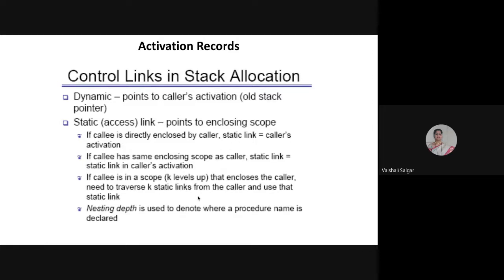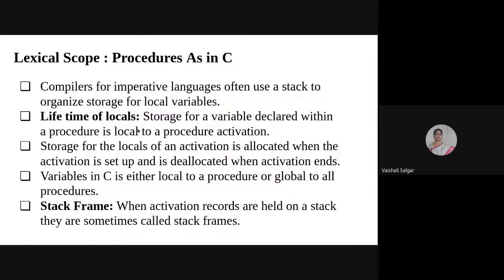If the callee has the same enclosing scope as the caller, my static link will be the static link in the caller's activation again. And if a callee is in a scope that encloses the caller, that is, if there are nested calls or recursion, we need to traverse k static links from the caller and use that static link. As we had seen in the previous example, when there is a call to sub1. Nesting depth is used to denote where the procedure name is declared. So this is about the dynamic pointer and static pointer.